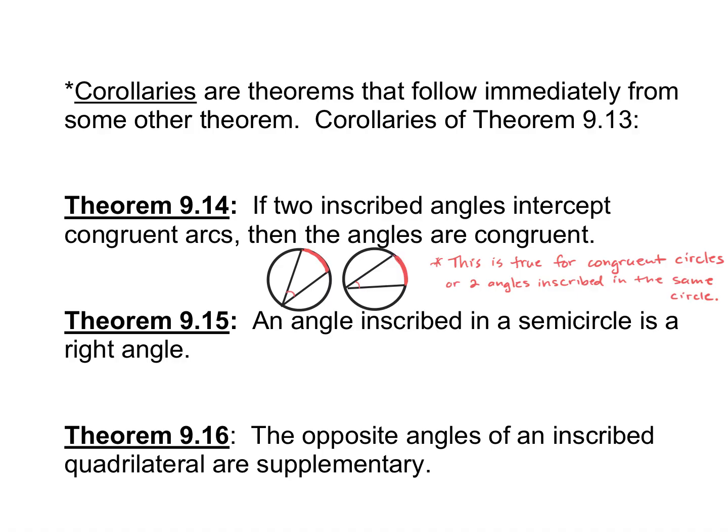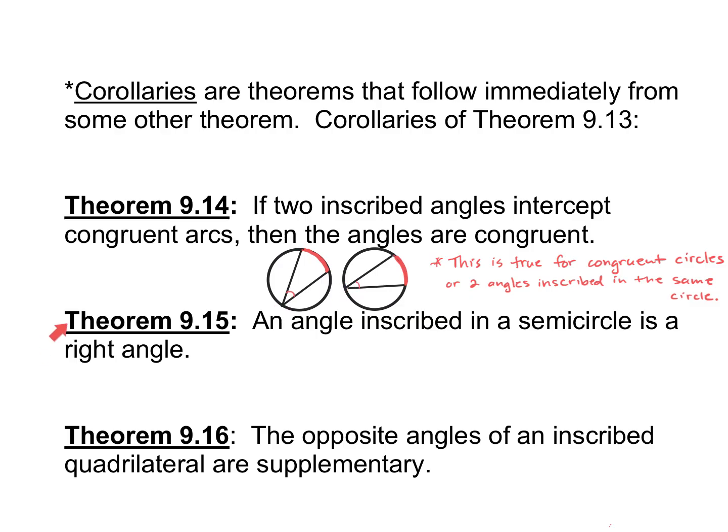So if you look at these 2 inscribed angles, I should probably note that this is only true if the 2 circles are congruent. So it's true for congruent circles. Or you could write 2 angles inscribed in the same circle. But it's important that the circles are the same size in order for this relationship to be true. If the angles are congruent, the arcs are congruent. And if the arcs are congruent, the angles are congruent.